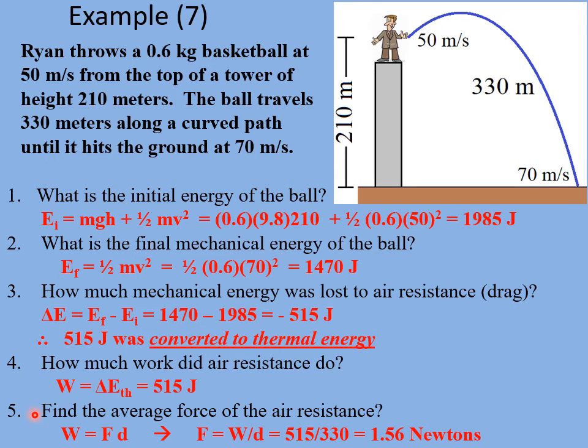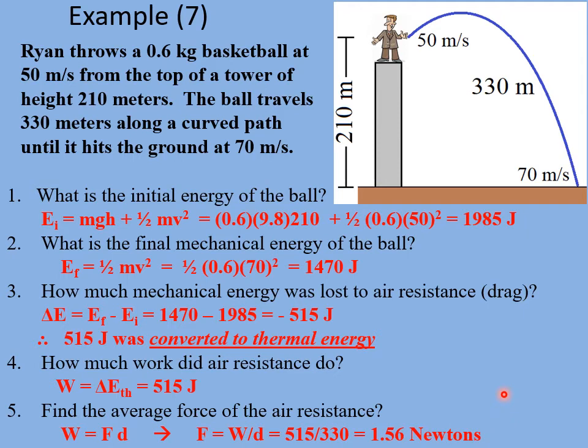Finally, in part 5, find the average force of the air resistance. Well, remember that work is equal to force times distance. So force is just equal to work divided by distance. So we know there was 515 joules. We divide that by, remember, the distance that the ball traveled was 330 meters. We were given that here. So 515 divided by 330 is 1.56 newtons.